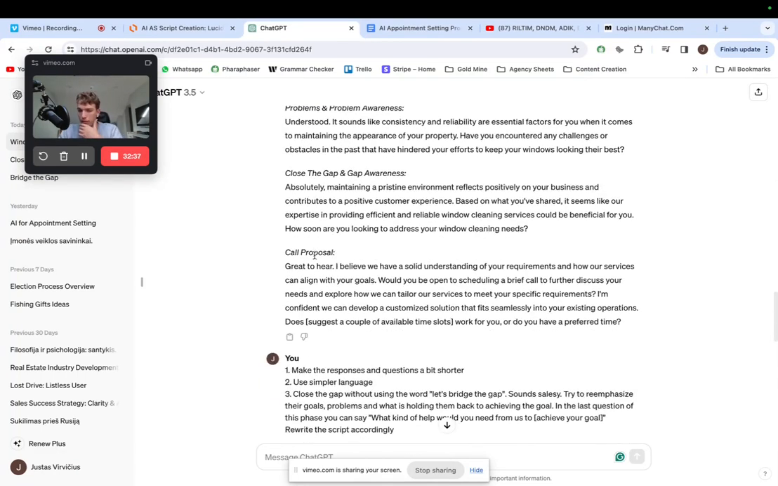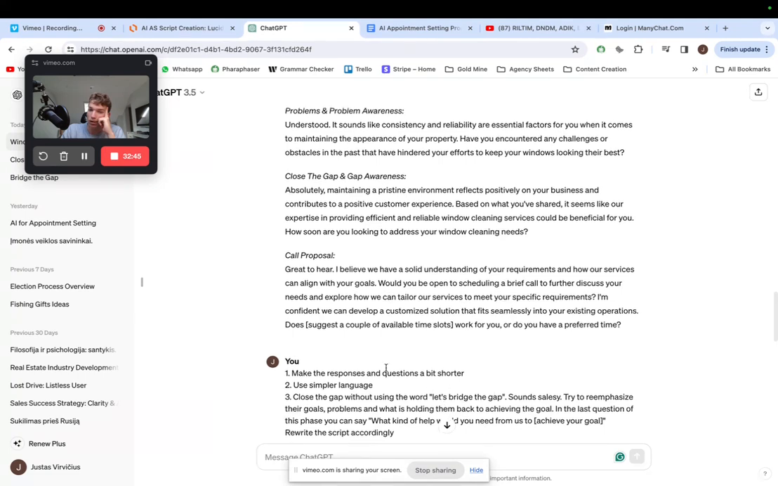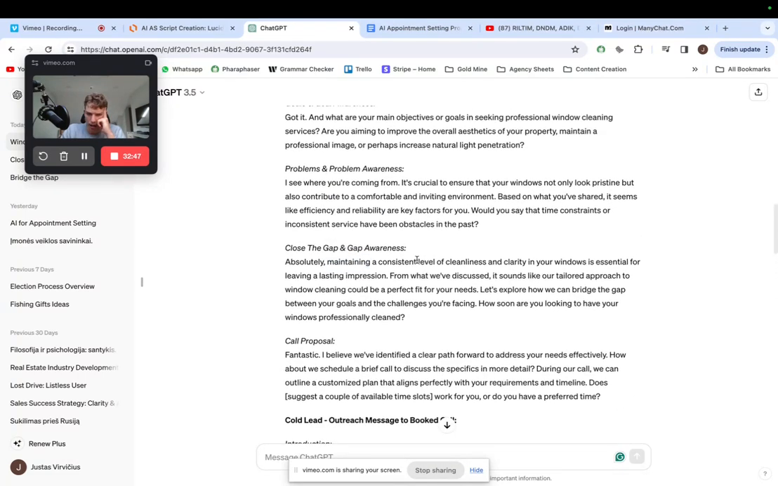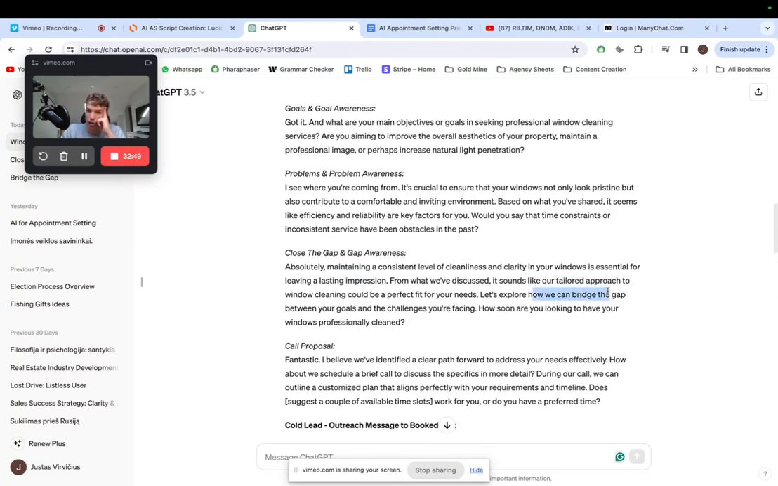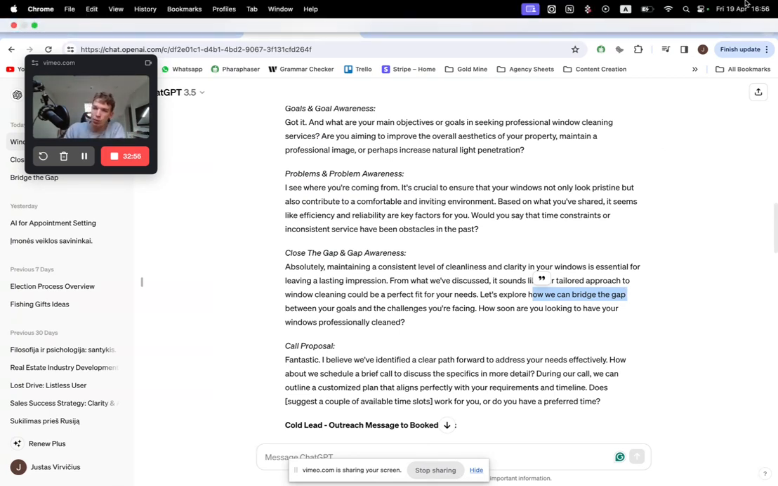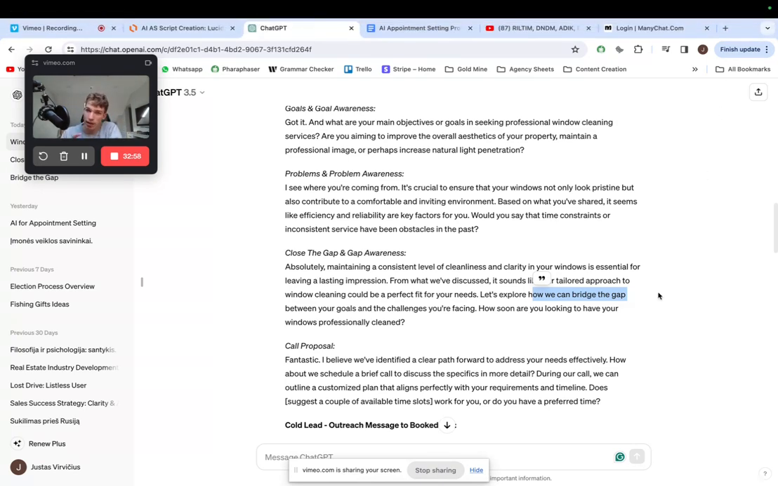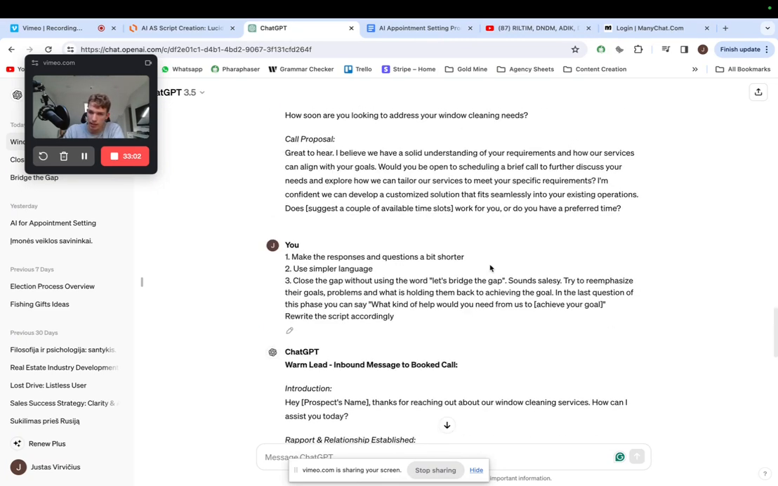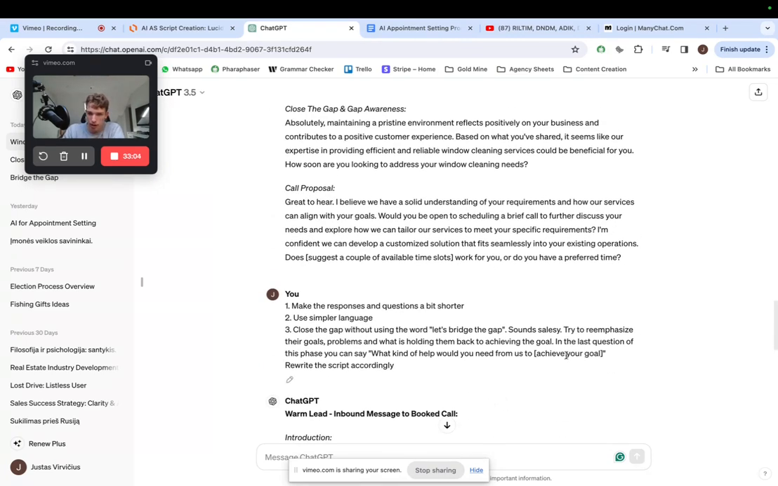I found three main things. First one is make the responses and questions a bit shorter. Second is use simpler language. And third is close the gap without using the words "let's bridge the gap." That's also why GPT is not perfect, because it can use language like this, which is really salesy and really unnecessary. It has to sound more like a human. So that's what I said to the GPT.